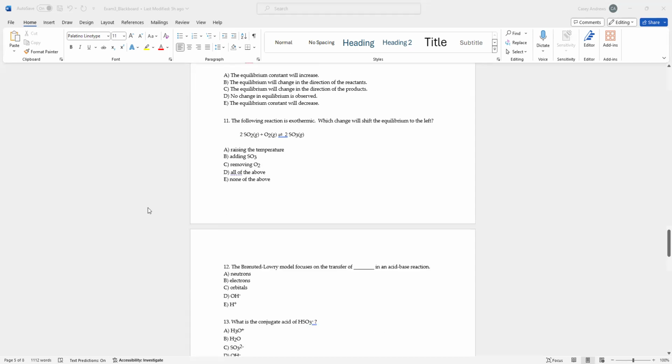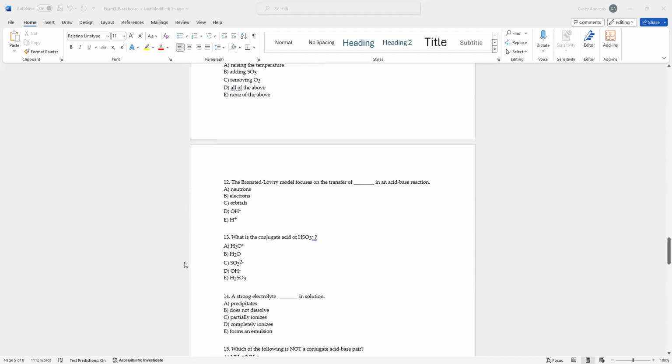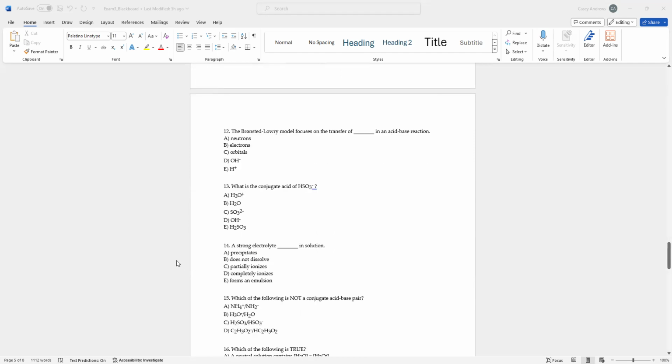The Brønsted-Lowry model is the transfer of blank in acid-base, so that would be protons, E. What is the conjugate acid of HSO3 minus? That'll be H2SO3. That's E. A strong acid is a strong electrolyte, which completely ionizes in solution, D.